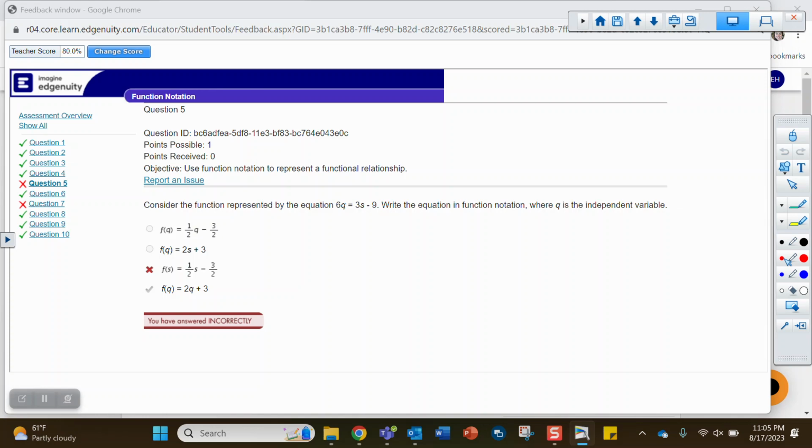So because q is the independent variable, we need to actually solve for s in this equation. We want to get s by itself, and I think you might have done it the other way around. It looks like you divided everything by 6, but instead we need to add 9 to both sides. And then we need to divide everything by 3. And so 6q divided by 3 is 2q, 9 divided by 3 is 3, and then that's equal to s. So f of s equals 2q plus 3.